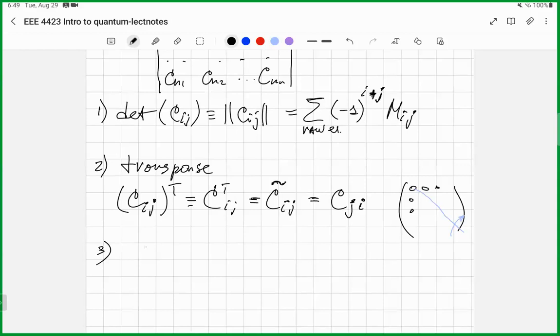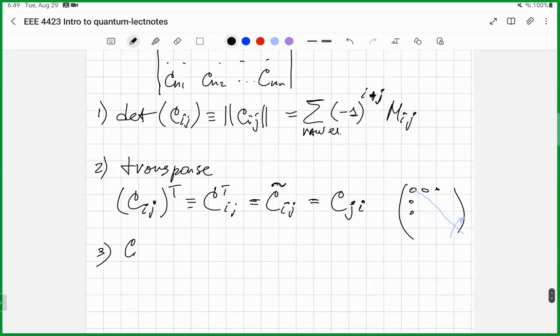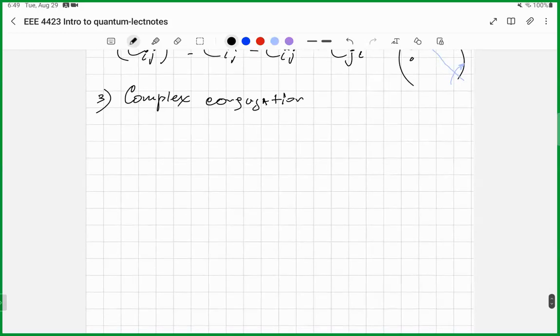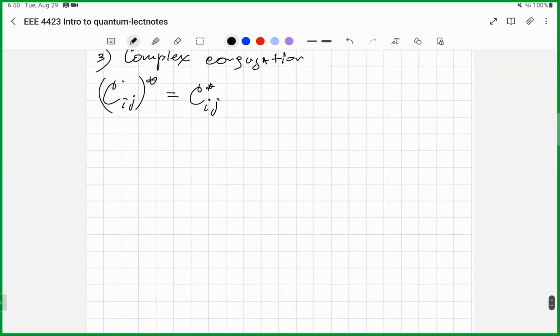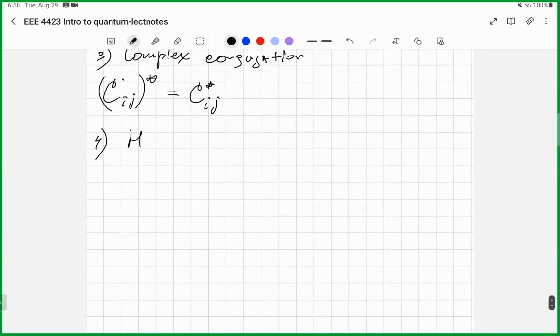So the next operation is complex conjugation. This is very simple. The complex conjugation of any matrix is just the same matrix of complex conjugated components. But this brings us to a very important concept for the next part. It's called Hermitian conjugate.